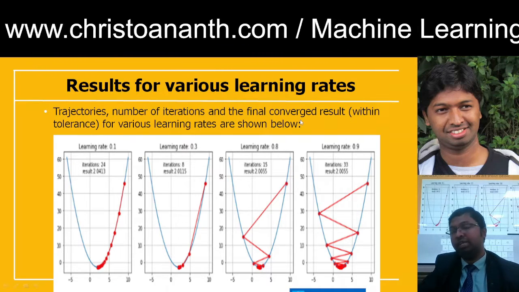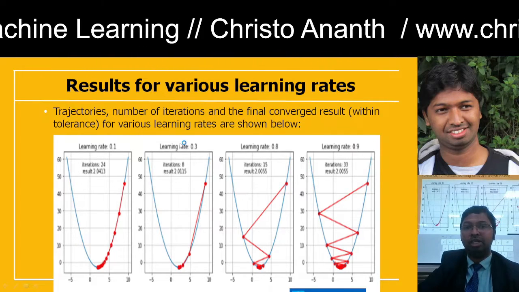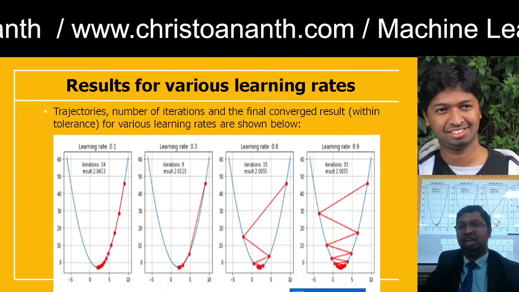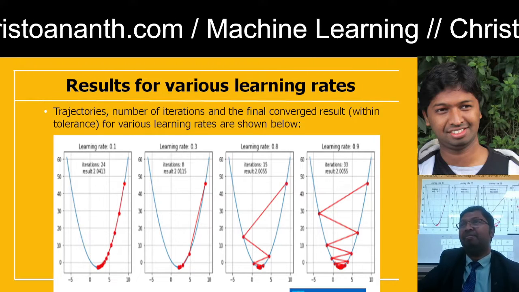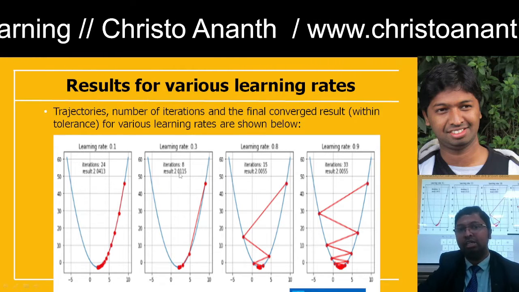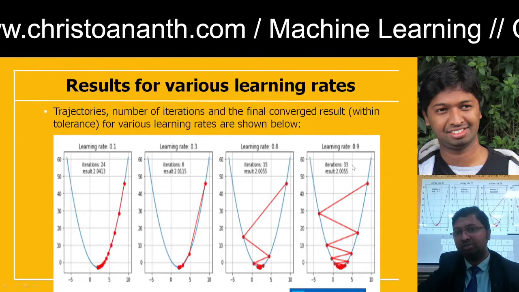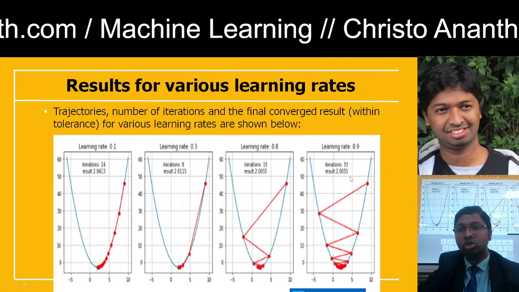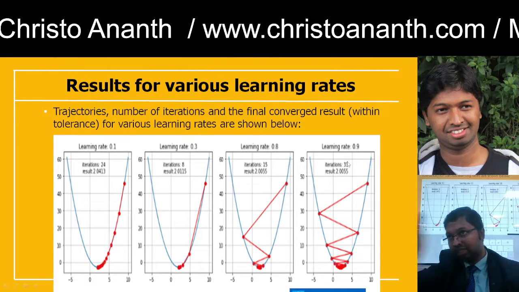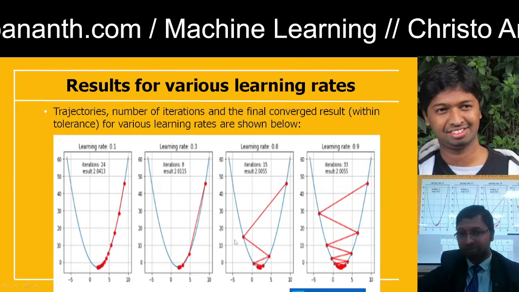Compare the number of iterations and the final converged result. For example, 0.1 goes like this, 0.3 also like this. But if it goes higher, 0.8 and 0.9, many zigzags. So the iterations are 24, result is 2 point something; iterations 8, result is 2.0115; learning rate 0.8, iterations 15, result is 2 point something; and iterations 33, the result is 2.055. If you can see, this one has more iterations, so that is the reason for the many zigzags. Comparatively this one has fewer iterations but it goes zigzag.